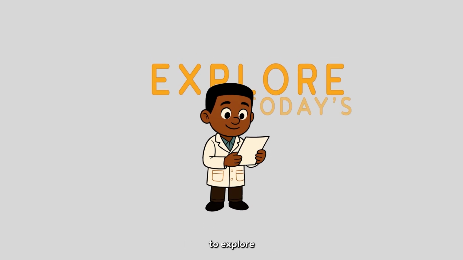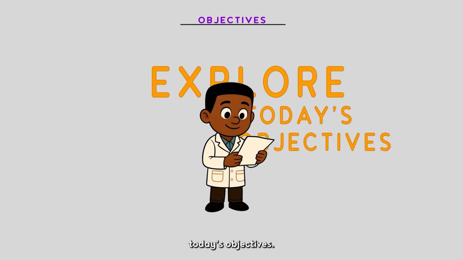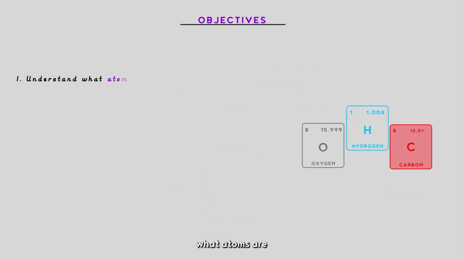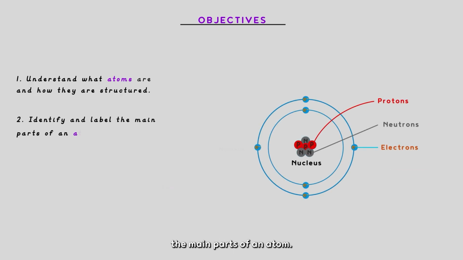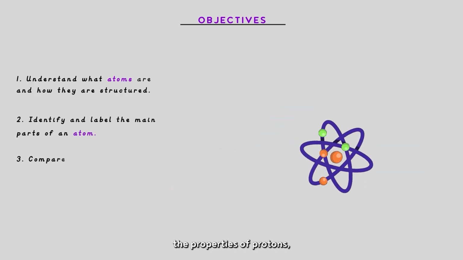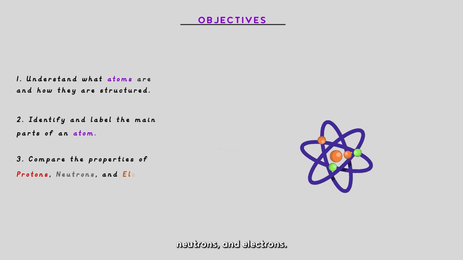Let's take a moment to explore today's objectives. By the end of this video, you'll be able to understand what atoms are and how they're structured. Identify and label the main parts of an atom. Compare the properties of protons, neutrons, and electrons.